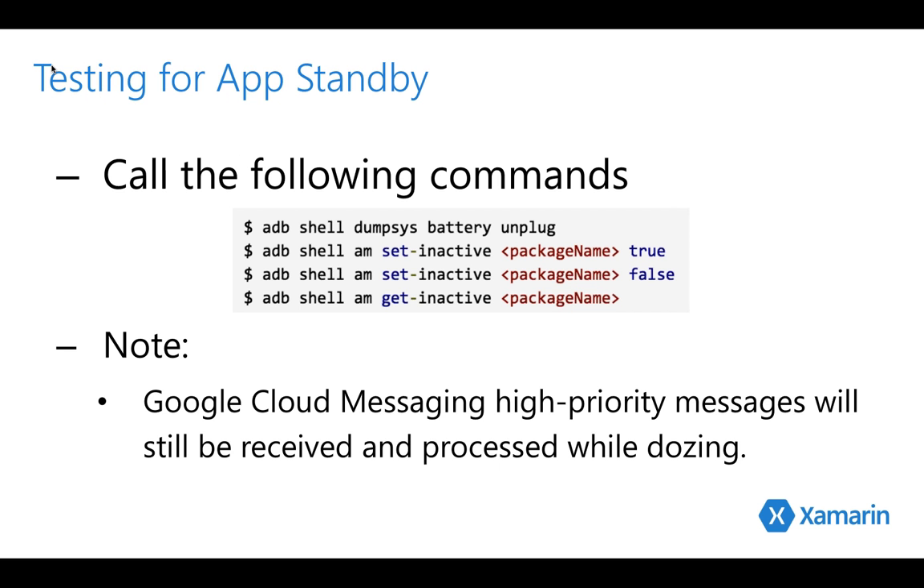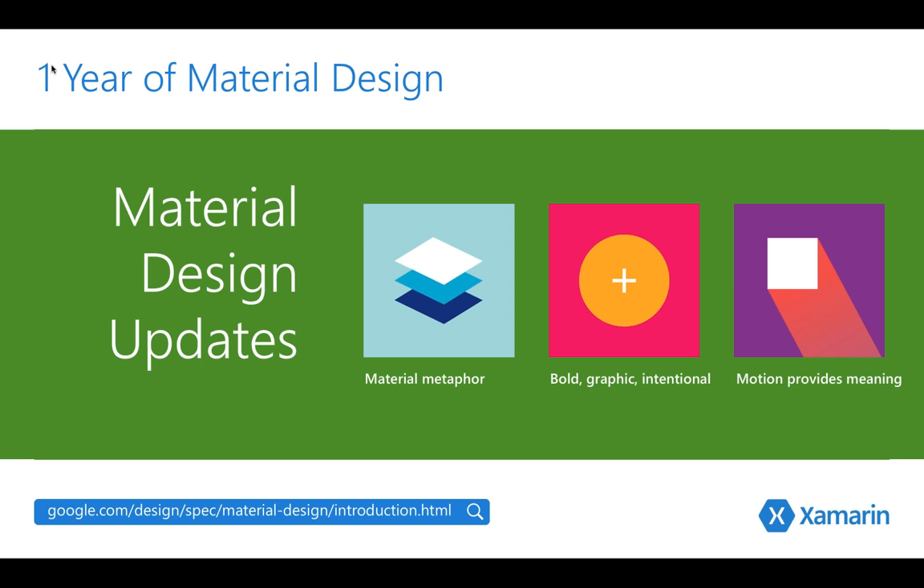A few good things around that: if you need to test network state, you can use the connectivity plugin for Xamarin, which is a NuGet package, and test connectivity that way. Here what we're going to see is Google Cloud Messaging again. When set to high priority, those messages will still come in even while dozing or in App Standby. That's what that should say there. Cool. Now that's Android M in a nutshell.